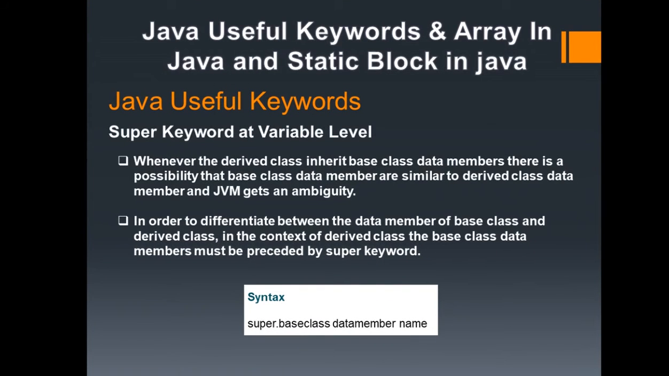Super keyword at variable level. Whenever the derived class inherits base class data members, there is a possibility that base class data members are similar to derived class data members and JVM gets an ambiguity. In order to differentiate between data members of base class and derived class, in the context of the derived class, the base class data member must be preceded by the super keyword. Here is the syntax.